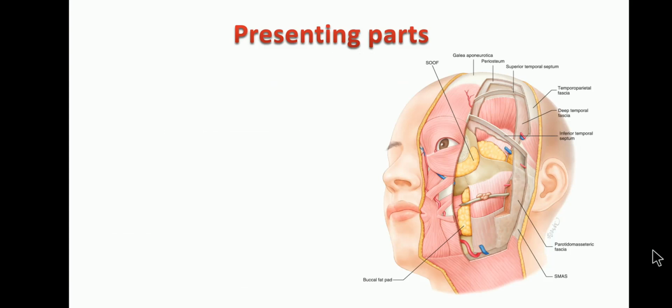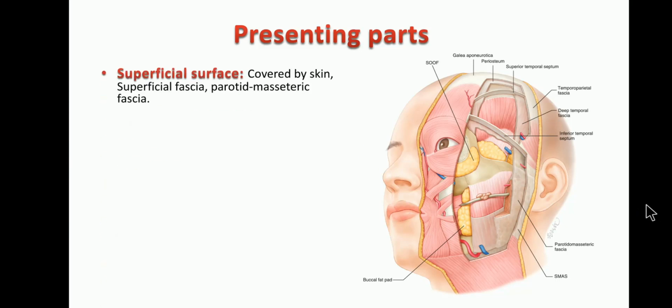Next, coming to the lateral surface. So this is the parotid gland. Part of the parotid gland is cut to expose the masseter muscle with its deep fascia covering the masseter muscle. So coming to the surfaces, first the superficial or the lateral surface. From above downwards or superficial to deep, it is covered by the skin.